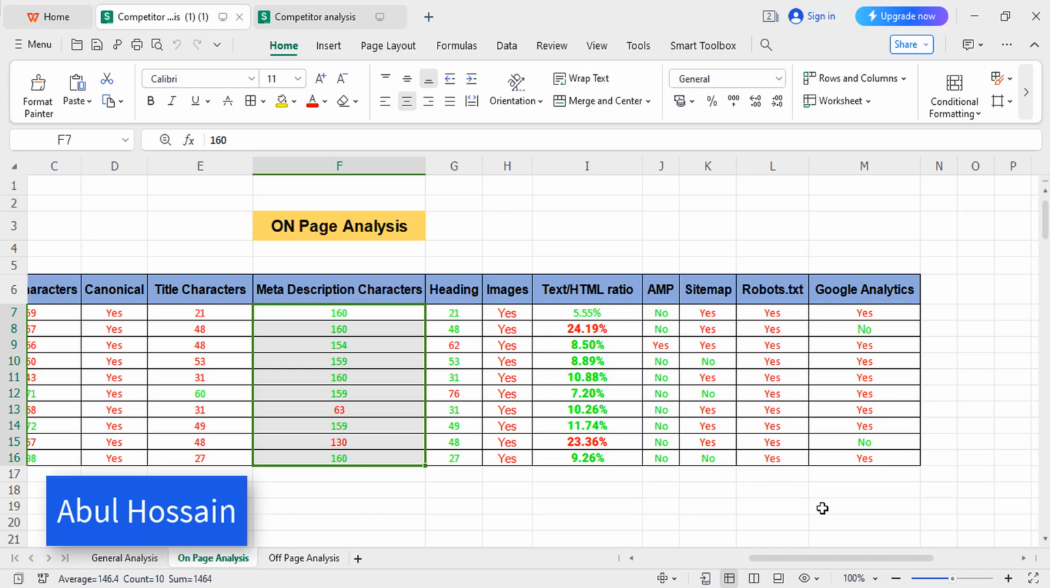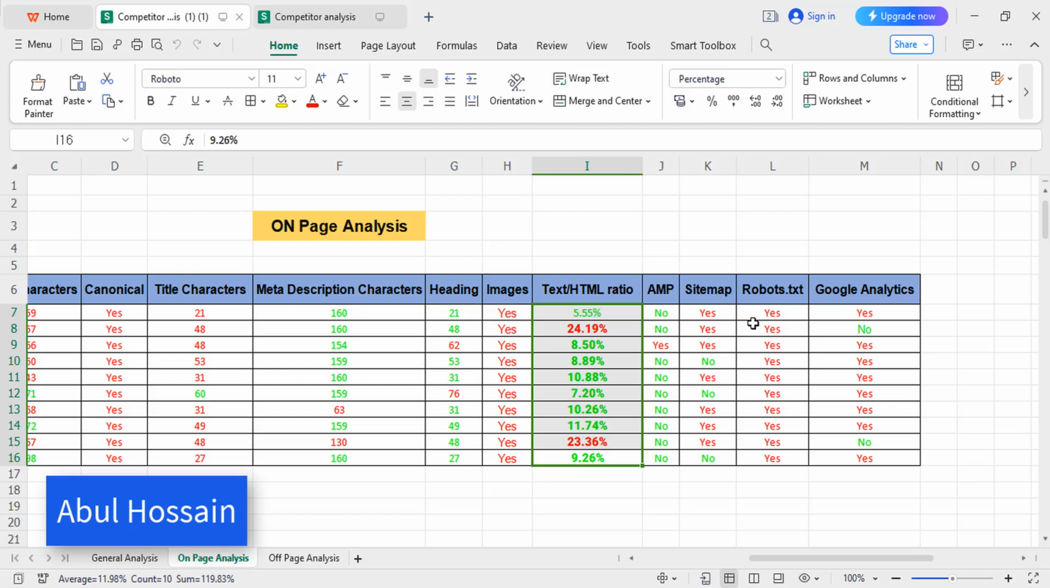Image, what does that even mean? Image, we're talking about alternative text, whether or not it has been used in their images. Yes, they did, so it's not good for us. So HTML text ratio is good for us. Most of them did not follow the standard practice. And next is the AMP, or accelerated mobile page. And surprisingly enough, most of them do not have AMP, which is really good for us.